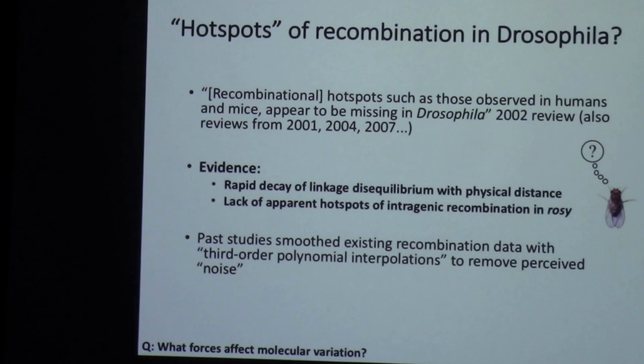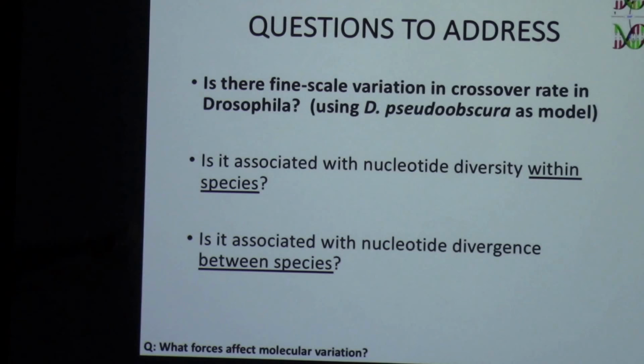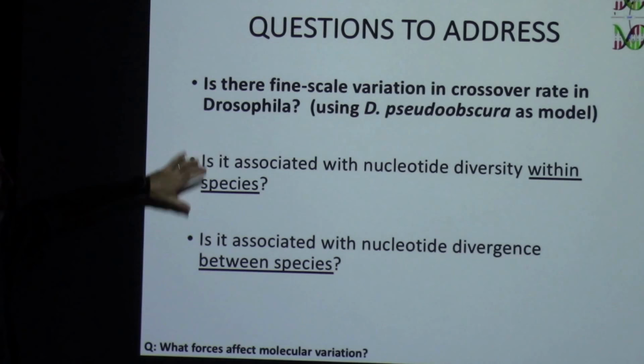You can actually go back to the raw data, and it's sometimes actually very clearly there. So, these are the questions we wanted to address. First, is there fine-scale variation in crossover rate in Drosophila? We use pseudoobscura as a model. You can guess what the answer to that will be, otherwise these talks would be very short. Then, assuming there is, is it associated with nucleotide diversity, and is it associated with divergence, and how can we interpret it?